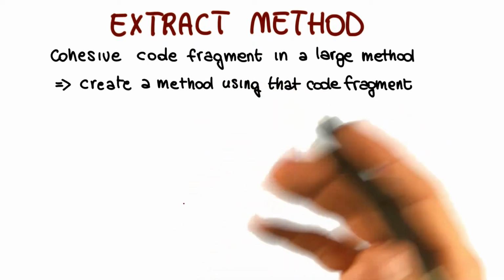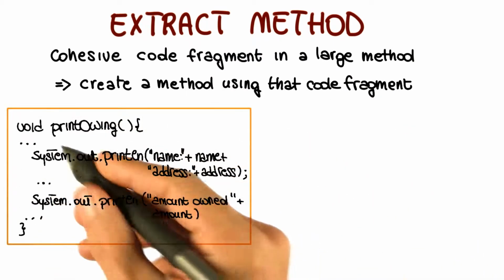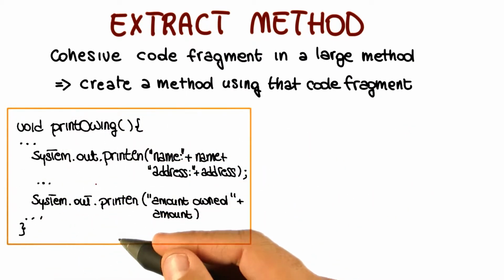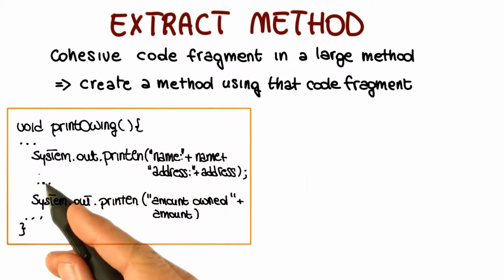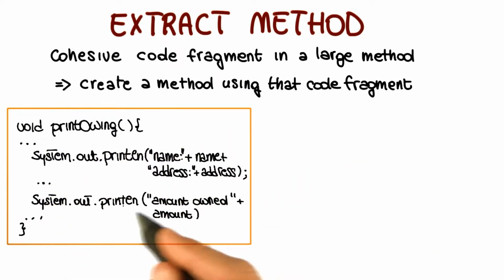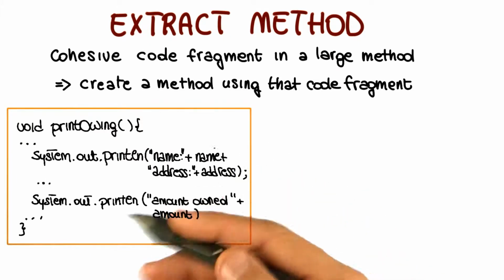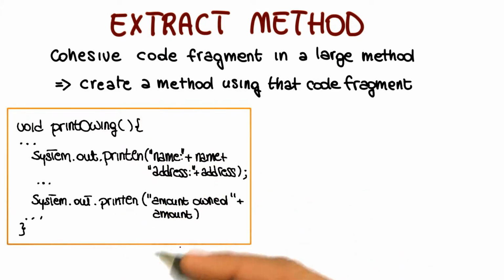Let's look at this with an example. Here I have this method called printOwing, and imagine that it does a lot of operations here that I'm just not listing, and then it's got a set of print statements that are just printing a lot of details about the owing information. And then again, a lot of code after that.